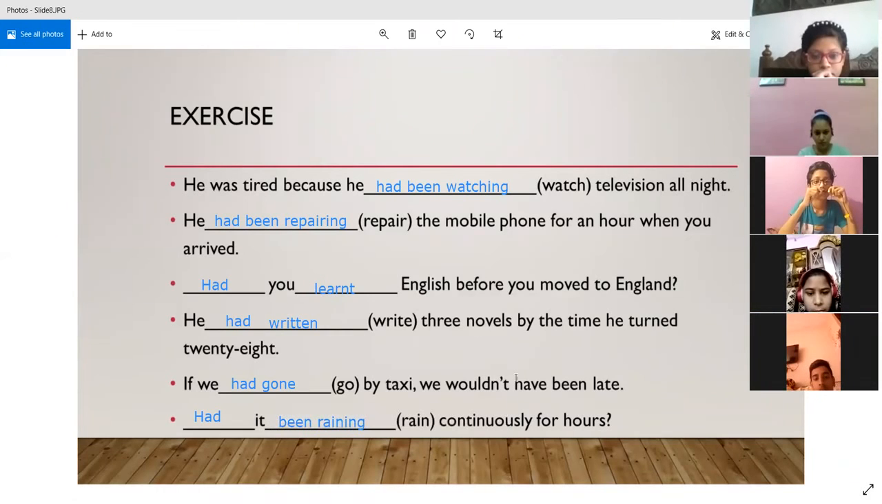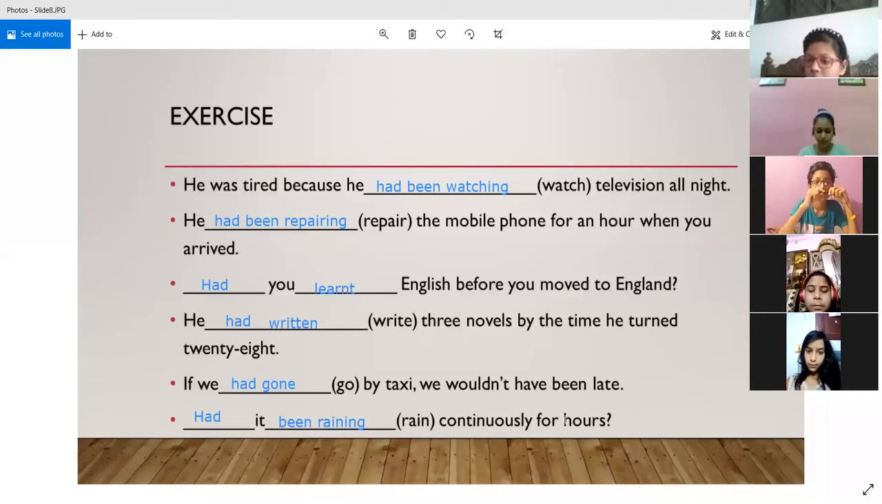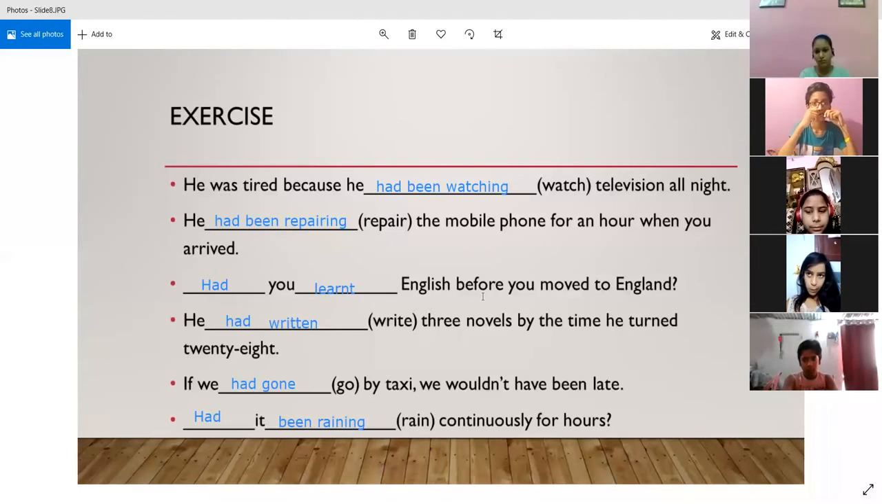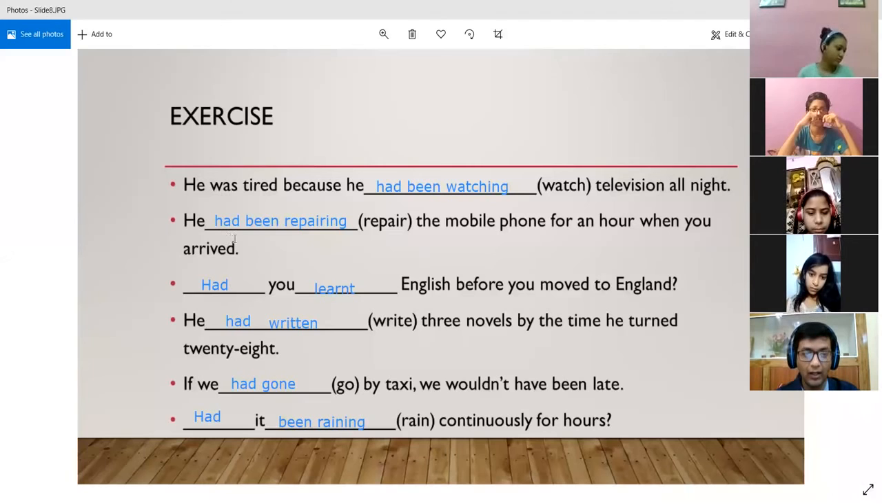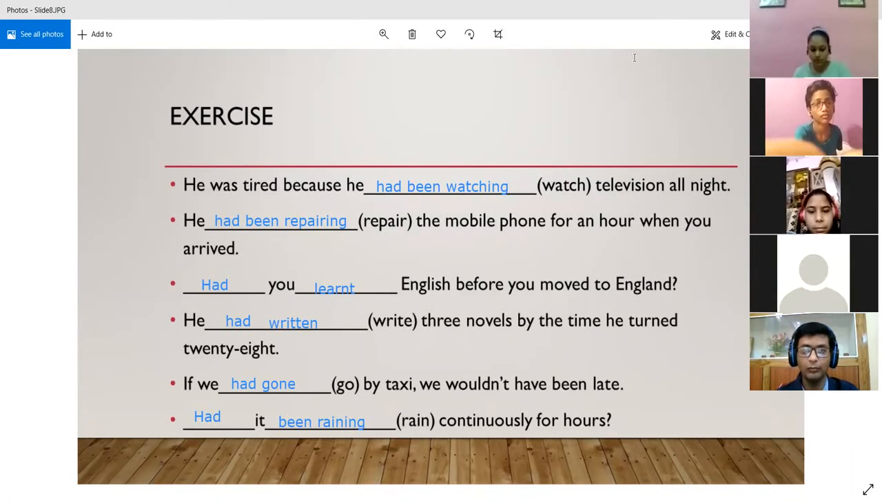continuously for hours? So now, since we are talking about the continuity, that the action is going on, we are using the past perfect continuous form. Otherwise, we could have also used the past perfect tense, right? And the form is had plus been plus verb, that is rain, and the ing. So this is the structure of past perfect continuous tense. It will be had been raining, had been repairing, had been watching. All right, so now we move on to the next slide.